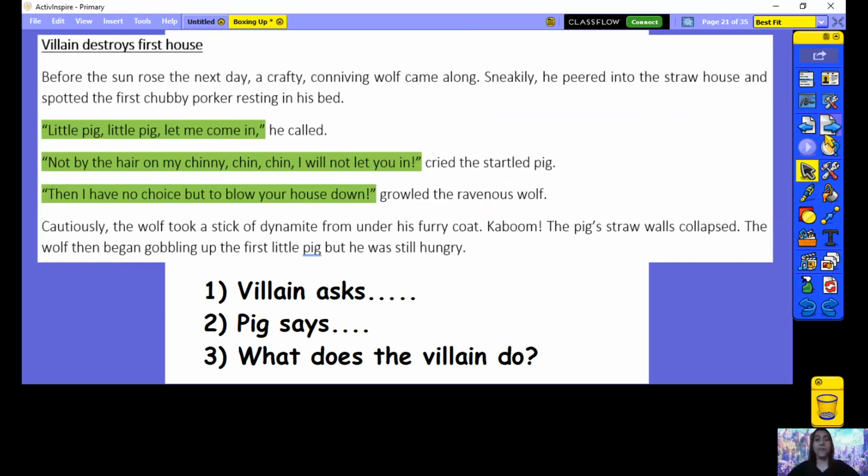So in that section, our villain comes along, and I wonder, well, no surprises for who the villain is in this story. So our wolf comes along. And again, there are 3 sections to this part. So we know the house falls down, but again, I've given you 3 ideas there. So just fill in the gaps. So 1, what does the villain ask? 2, what does the pig say in response? And 3, what does the villain then do? So again, give yourself about 10 seconds to make some notes down or say it out loud to yourself. And then press play when you are ready for me to go through it.